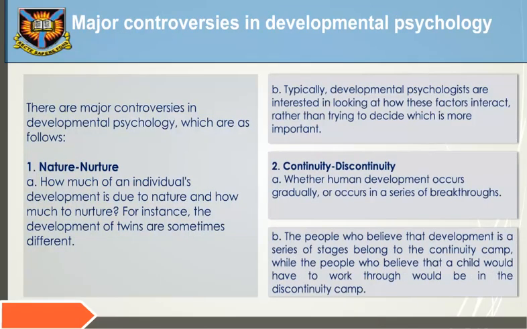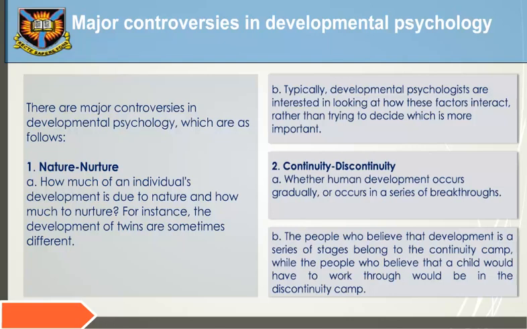Major controversies in developmental psychology. There are major controversies in developmental psychology which are as follows. 1. Nature-nurture. A. How much of an individual's development is due to nature and how much to nurture? For instance, the development of twins are sometimes different. B. Typically, developmental psychologists are interested in looking at how these factors interact rather than trying to decide which is more important.